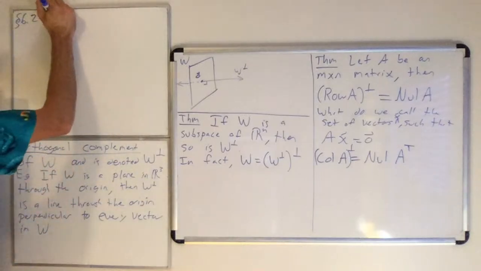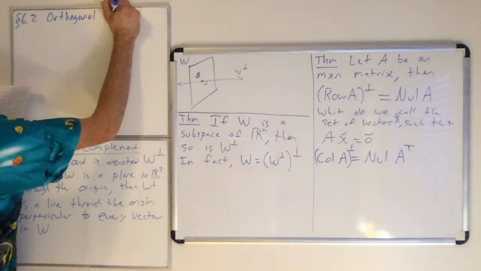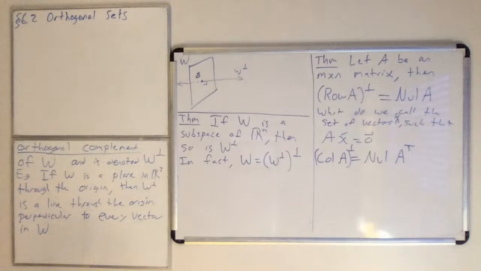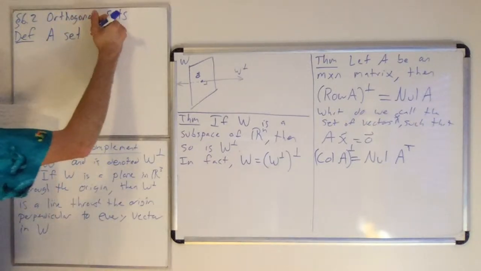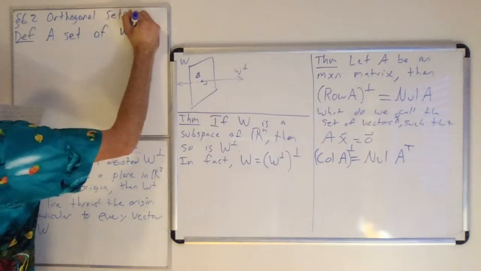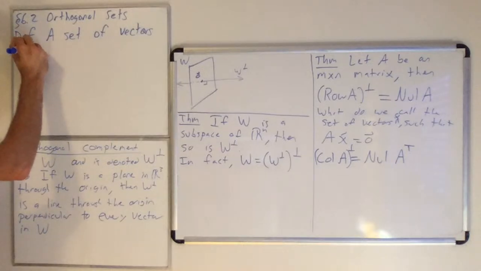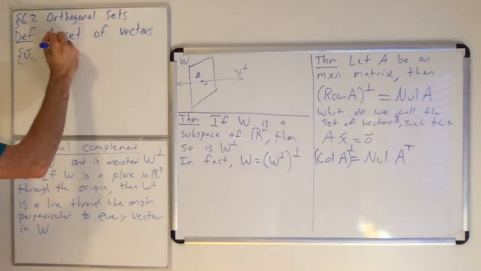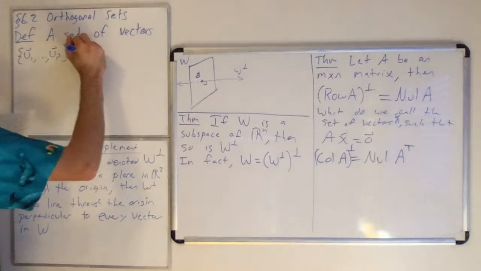Orthogonal sets. We'll start with the definition and then see an example. A set of vectors, let's say u1 through up, in Rn.